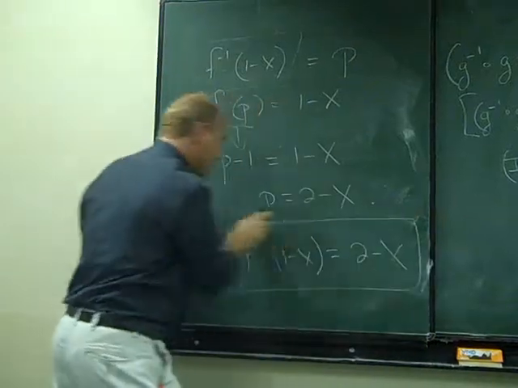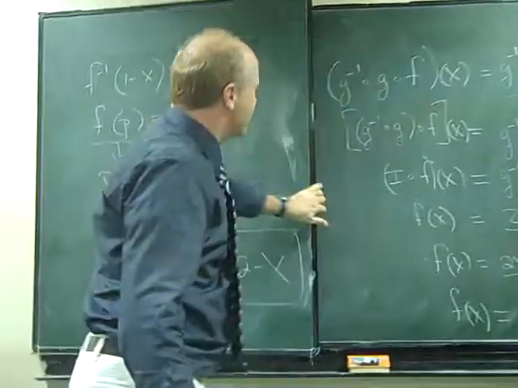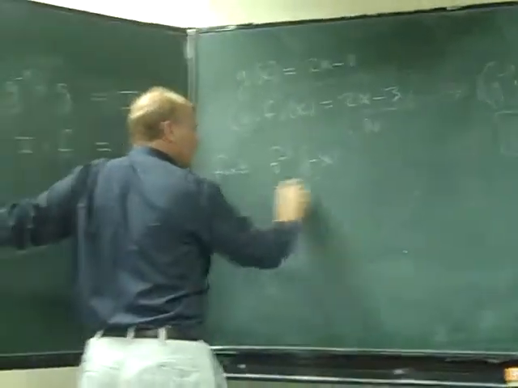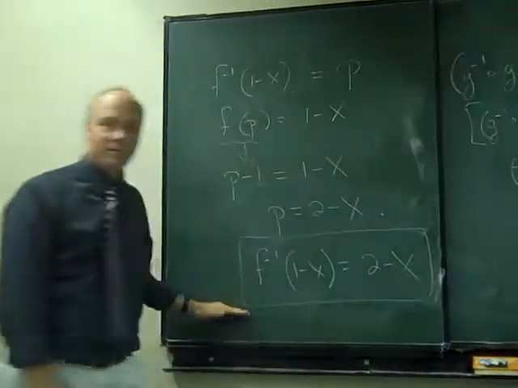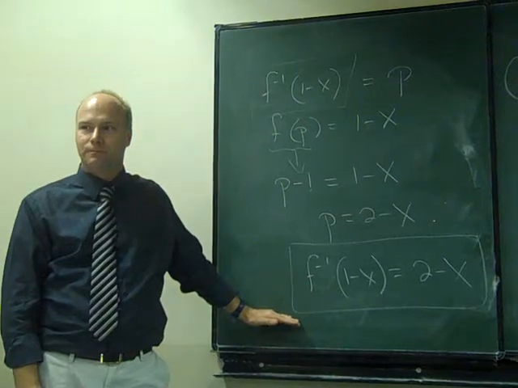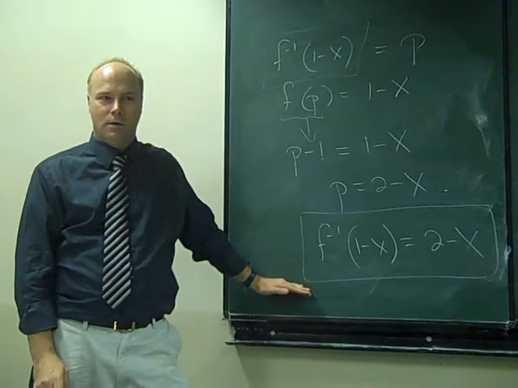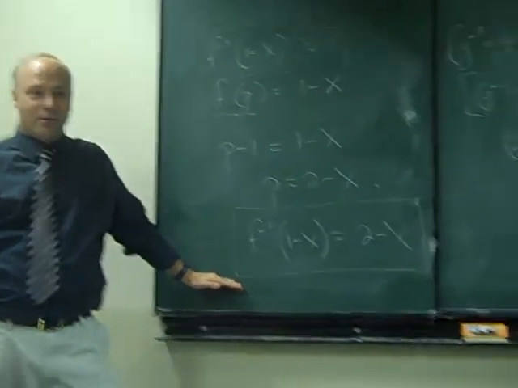That's the answer to the problem. That's what they told us to find, isn't it? They want F inverse of 1 minus x. That's what we have. F inverse of 1 minus x. Okay. There's a lot of stuff going on in that problem.